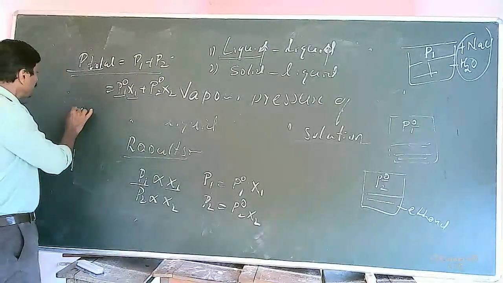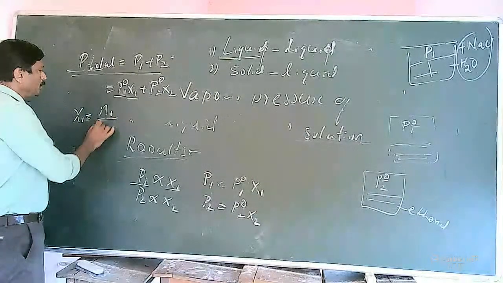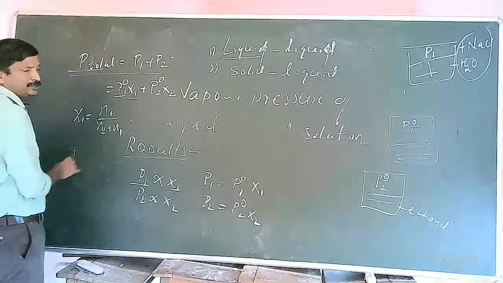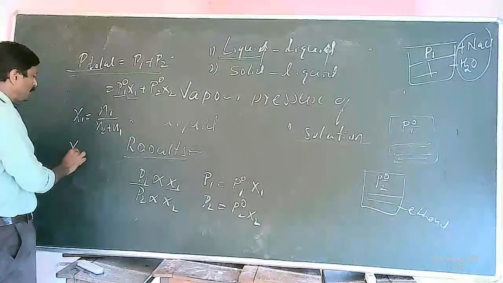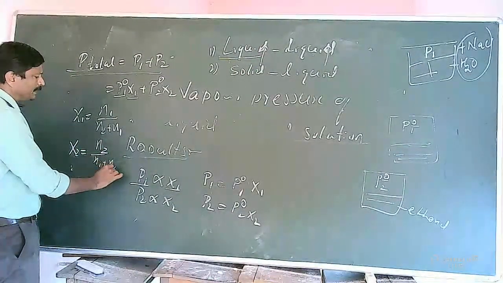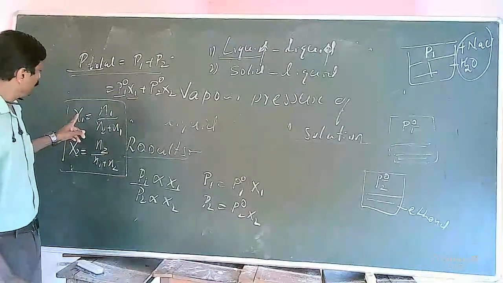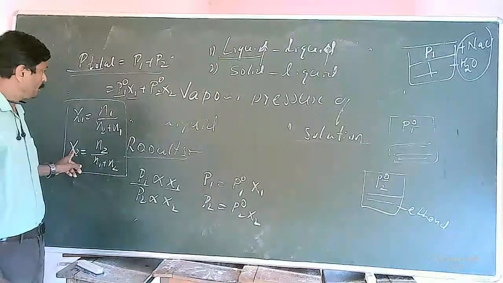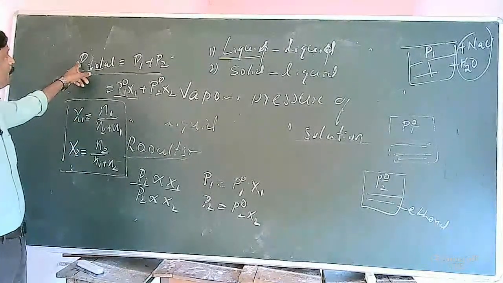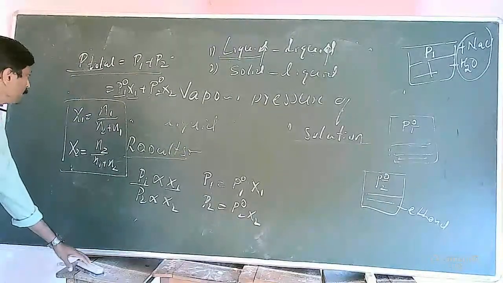What is x1 and x2? x1 is equal to the number of moles of the first component divided by the total number of moles present in a solution. Similarly, x2 is equal to n2 divided by n1 plus n2. That we have discussed in concentration. If you know x1 and x2, we can calculate the total vapor pressure of the solution.